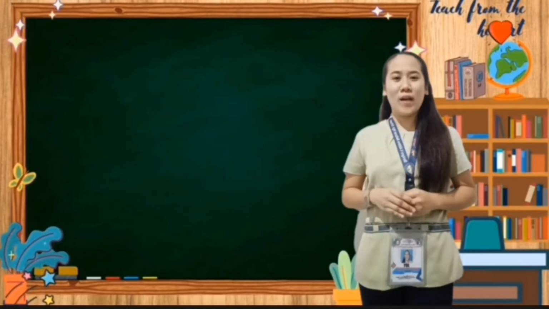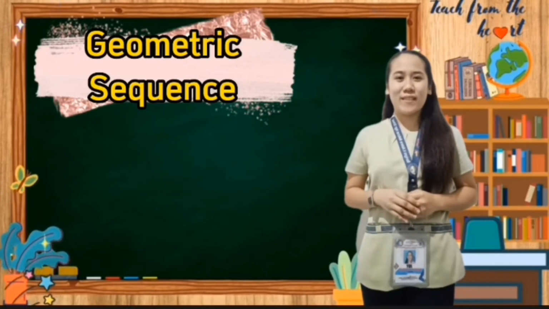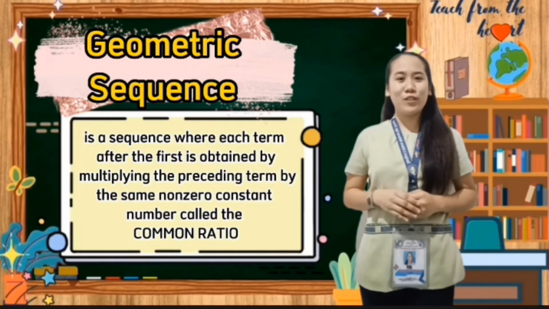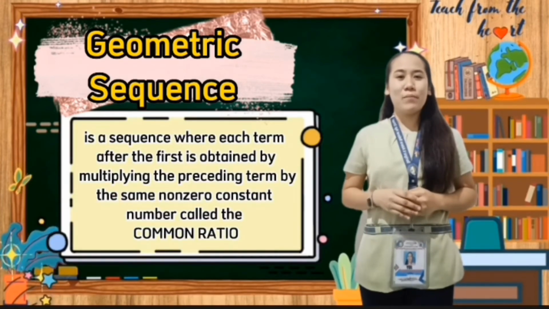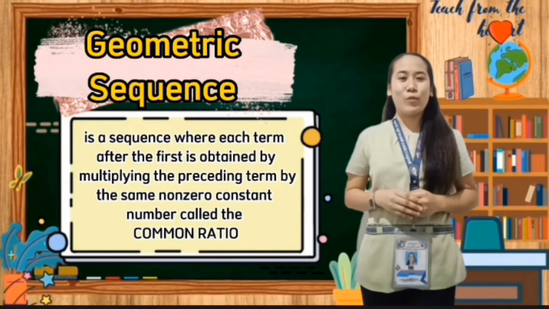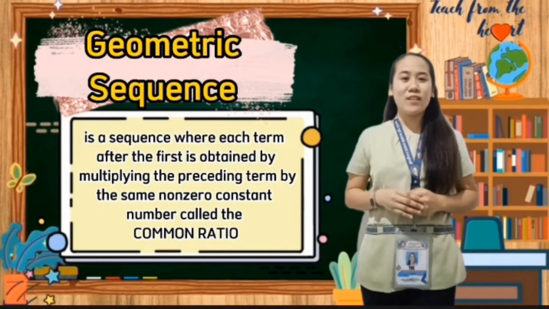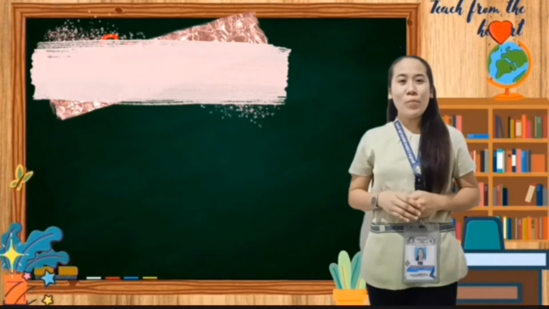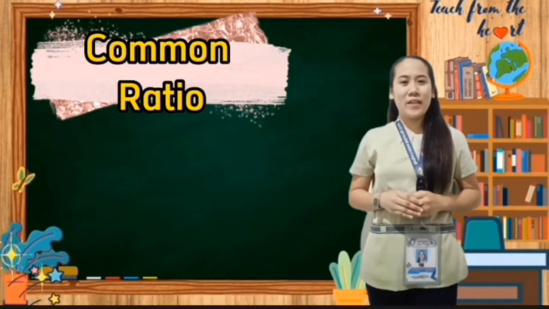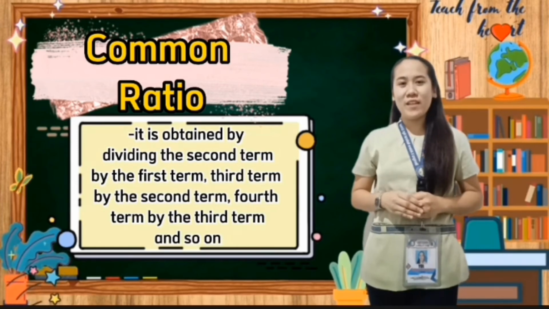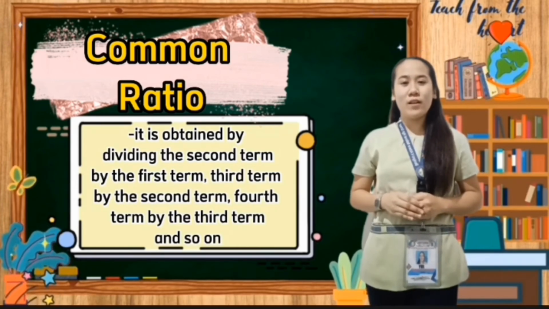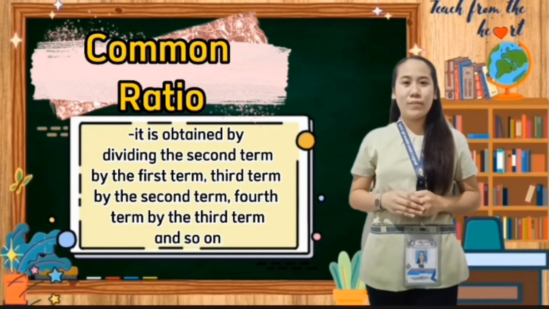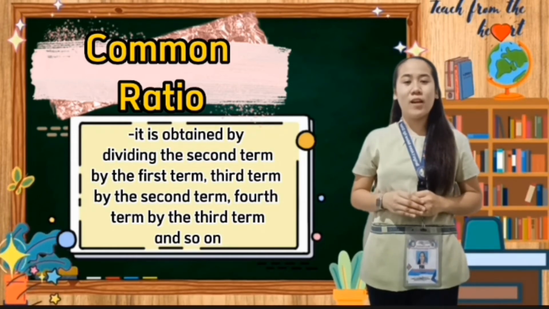So let us define what a geometric sequence is. A geometric sequence is a sequence where each term after the first is obtained by multiplying the preceding term by the same non-zero constant number called the common ratio. A common ratio is obtained by dividing the second term by the first term, or the third term by the second term, or the fourth term by the third term, and so on.